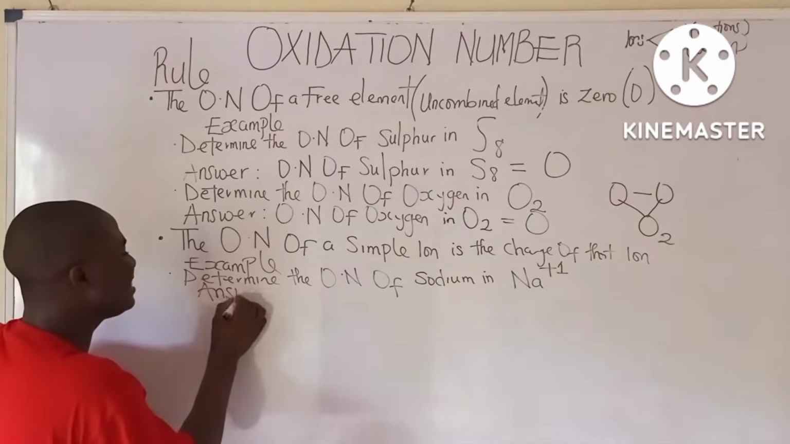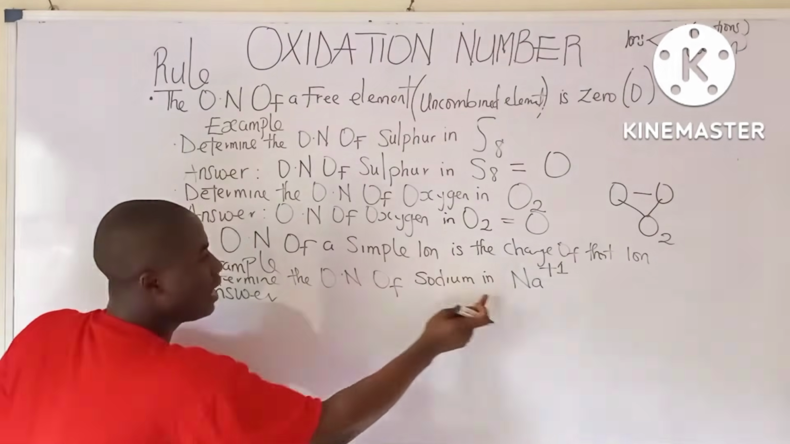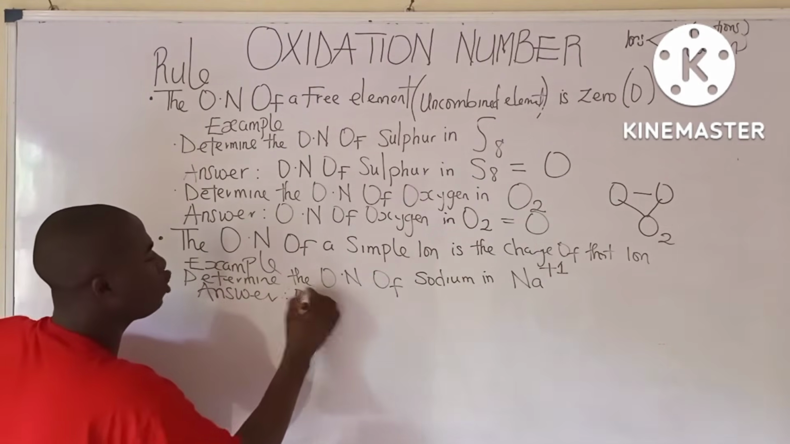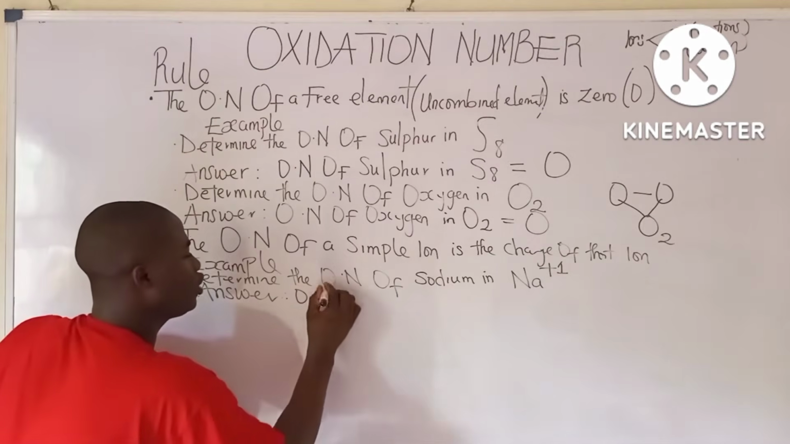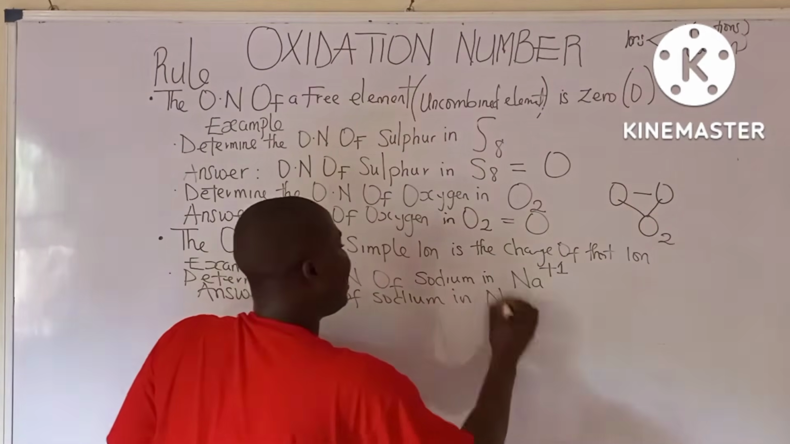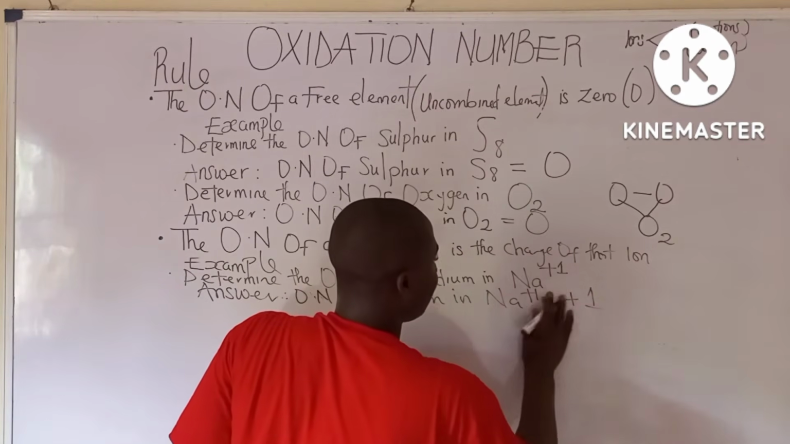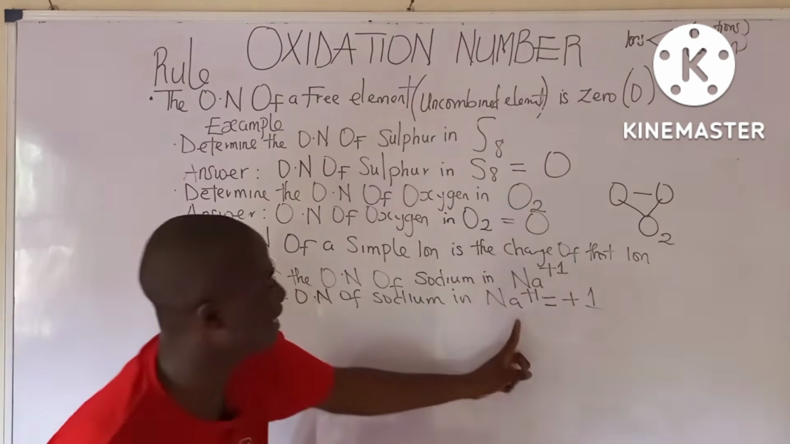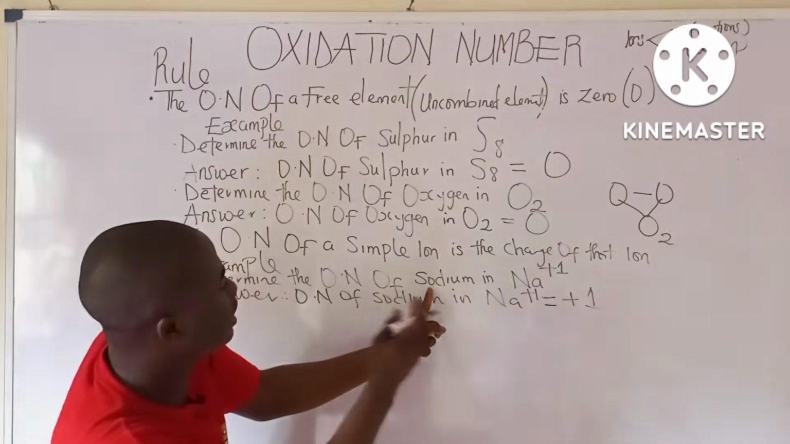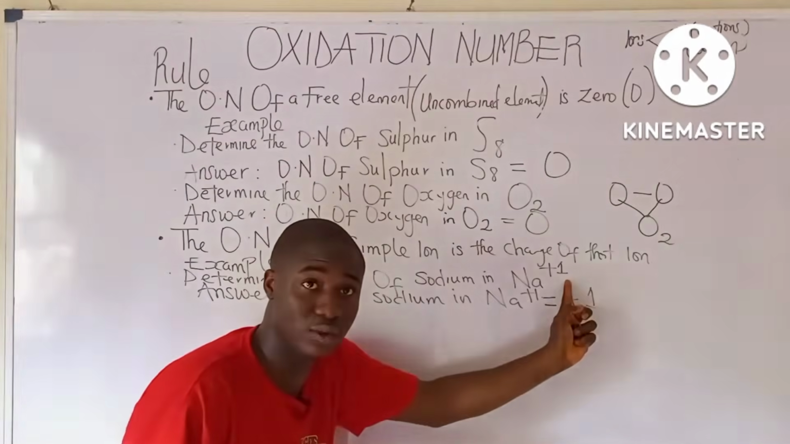The answer is simply the charge of that particular ion, and the charge of this sodium ion is +1. So the oxidation number of sodium in Na+ is equal to +1, because the oxidation number of a simple ion is the charge of that ion. So let's say this is sodium, and what becomes the oxidation number of sodium here? It is +1 because that is the charge of the ion.